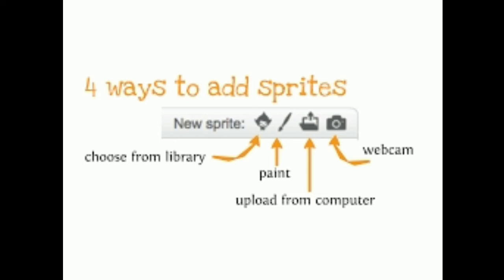So these are the 4 different ways in which we can add a new sprite onto the stage. First, you can choose from the library. Second, by using paint. Third, by uploading from our computer, and fourth, by using the webcam.